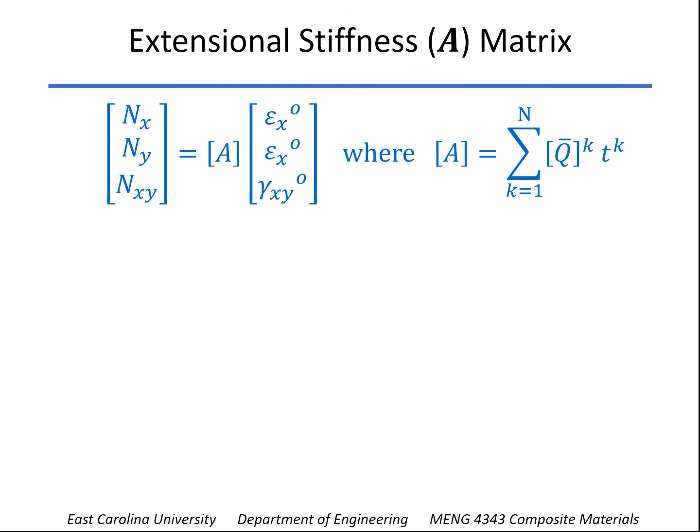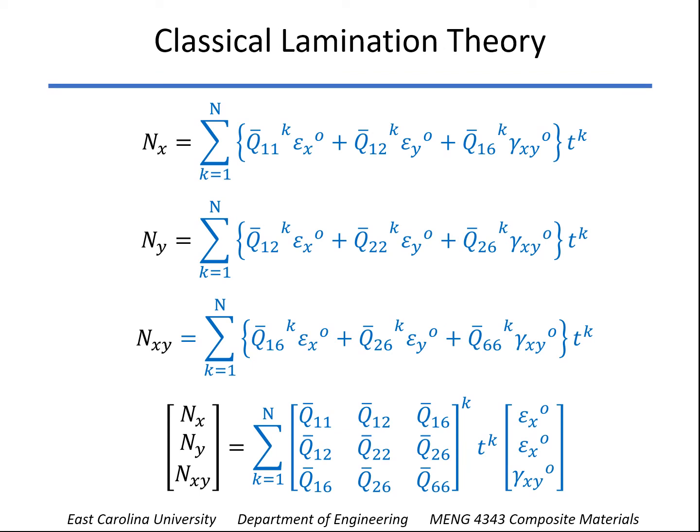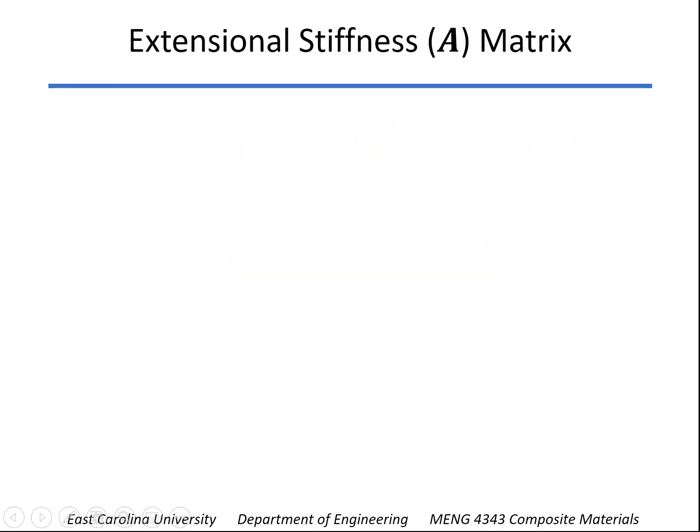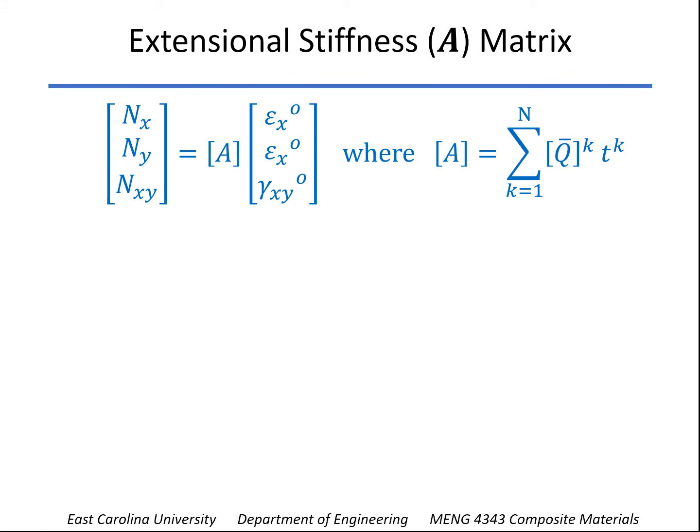Now, if we look at the summation here, remember that these strains are the same in every layer. So we can just look at the summation and give it a name: the extensional stiffness matrix A. We get the A matrix by simply taking the Q-bar matrix of every layer, multiplying it by its thickness, and then summing those up. And that is the extensional stiffness matrix A.